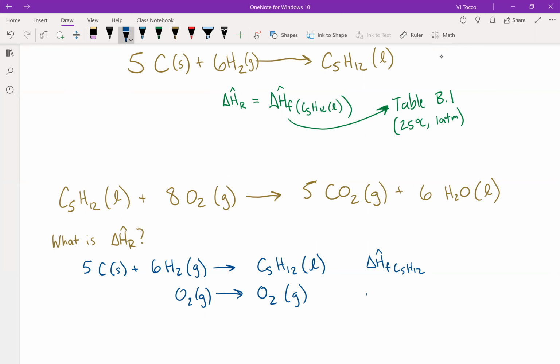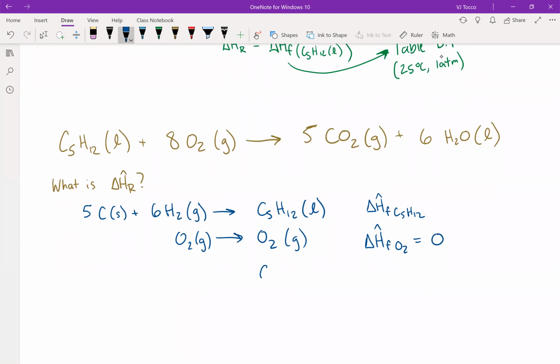C5H12, delta HF for O2 is going to be 0. I don't even need to look that up. And that is, again, because oxygen is not formed. Oxygen just exists in nature as O2. What about CO2?